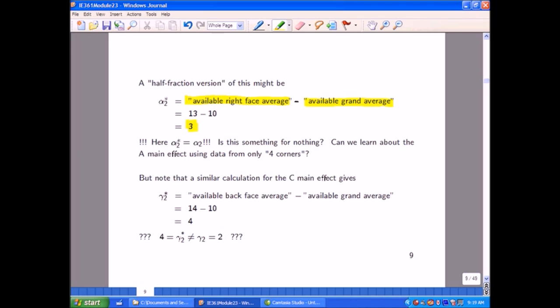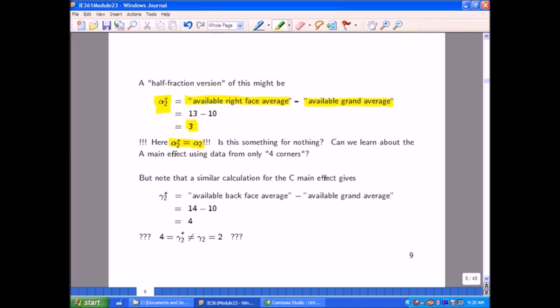That looks like magic. What I've done is managed to learn about the A main effect, having only 4 out of 8 corners from that picture. That is, I've computed something that I've called not alpha 2 but alpha 2 star, which in this case turns out to be exactly equal to alpha 2. Looks like I've gotten something for nothing here. I've only paid for 4 out of 8 corners, and I have managed to learn the A main effect.